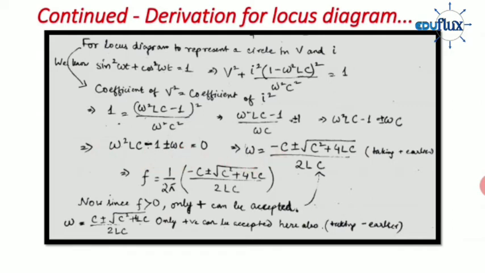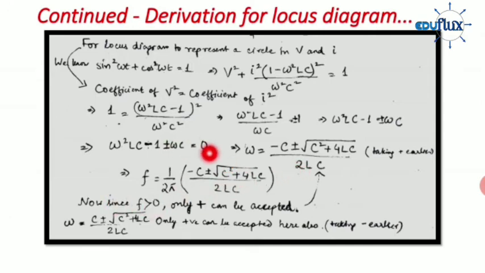Now first taking the positive value in this equation and solving the quadratic by using the quadratic formula, omega comes out to be minus c plus minus under root c square plus 4lc by 2lc, and f is nothing but omega by 2 pi. Now in this case only the positive sign can be accepted, because if we take the negative sign, frequency coming out negative is not possible. And so using the positive sign in this equation, only one value of omega or f is obtained.